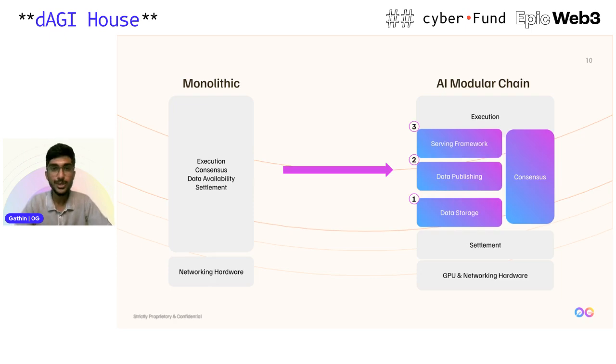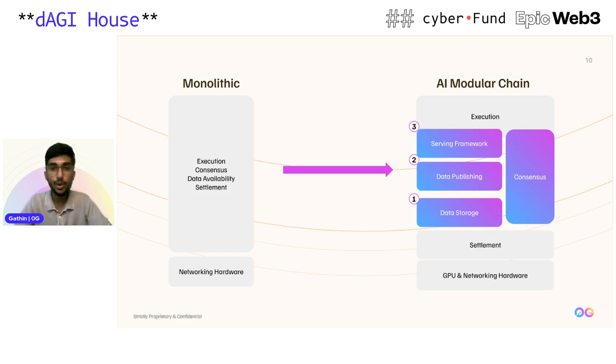I'll explain two different types of blockchain. One is monolithic blockchain, the other one is AI modular blockchain. Monolithic blockchain contains all the layers comprised together, and it focuses more on decentralization and security compared to scalability. Its prime focus is on security and making sure that the data is decentralized. This is how the blockchain initially started. They have execution, consensus layer, data availability, and settlement, everything together in the same blockchain, over which the networking hardware is present.